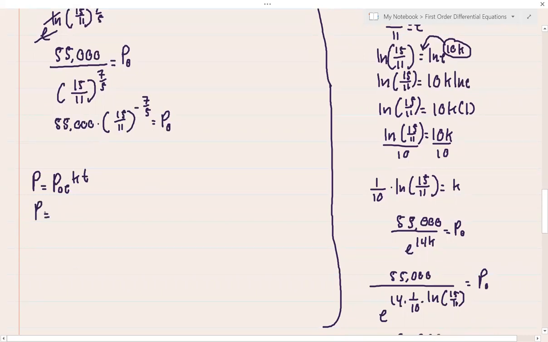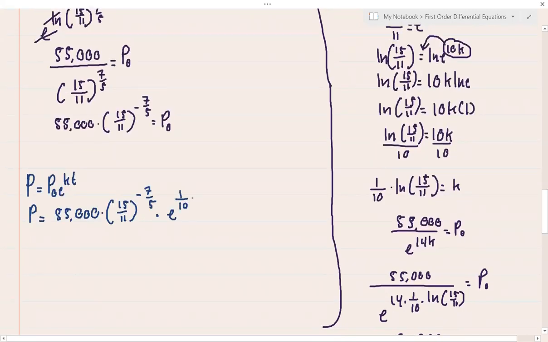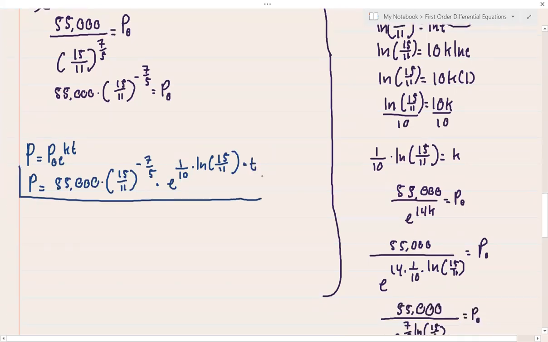So magiging P, sorry, ibahin ko lang yung kulay. May nakalimutan pala. Ibahin lang natin yung kulay. So magiging P, okay, ito na siya. So we will have P is equal to yung P0 mo which is 55,000 times 15 all over 11 raised to negative 7 all over 5 times e raised to K, which is ito yun, this is your K, di ba? So magiging 1 all over 10 times ln of 15 all over 11 times t. Okay? So ito na yung magiging particular solution mo.